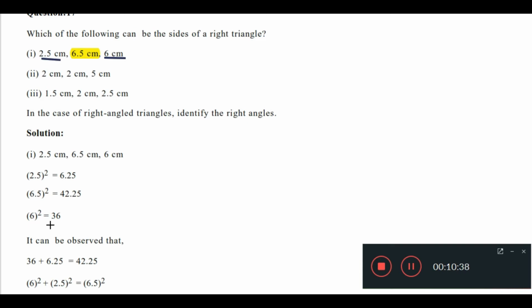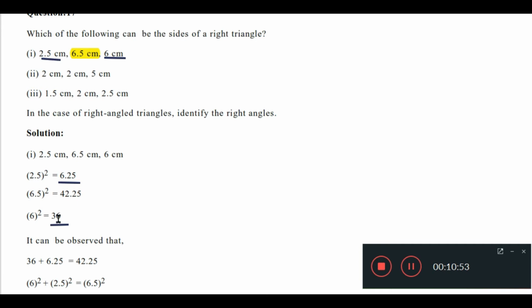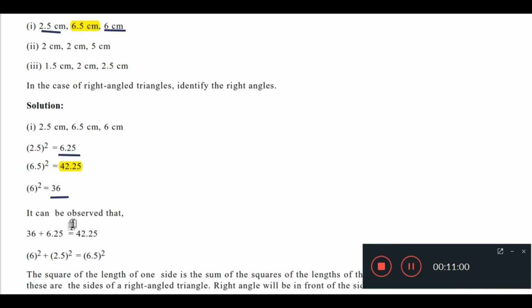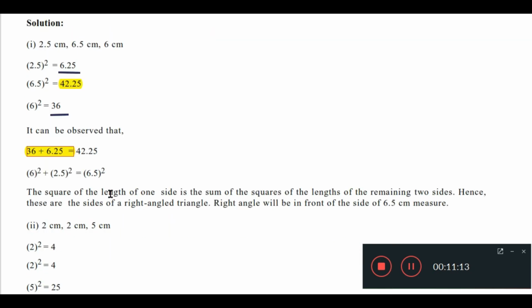So what I told you, if we add these two, 6.25 and 36, if the sum is 42.25, then these are the sides of a right angle triangle, otherwise not. So as we can see here, 36 plus 6.25 is equal to 42.25, which is equal to this one. So definitely these are the sides of a right angle triangle.